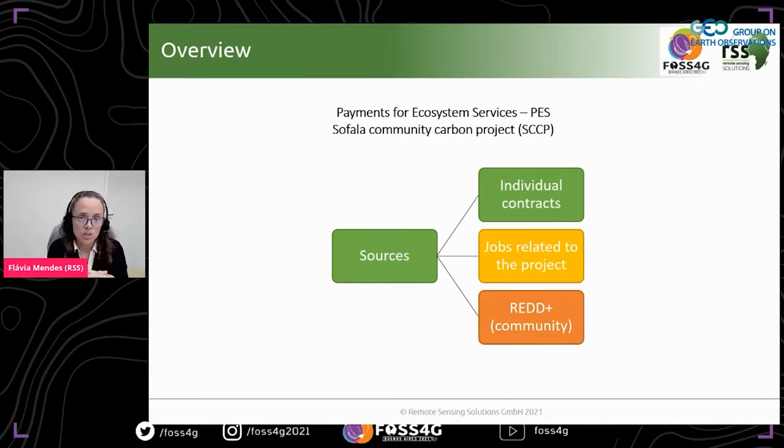Another kind of source that this project also generated is related to jobs which are indirectly created by the project, because you need to manage. You need to do administrative work, and you need to do all the infrastructure of the project. And also you have the REDD+ component.